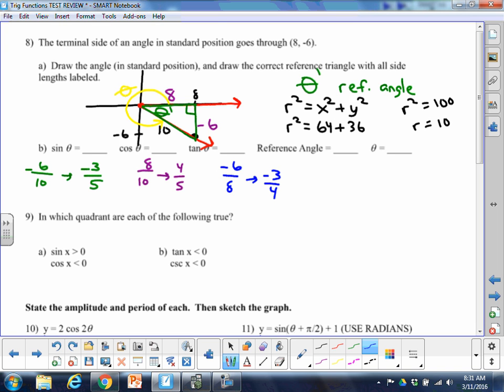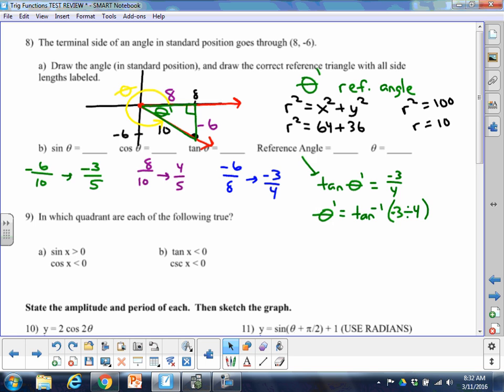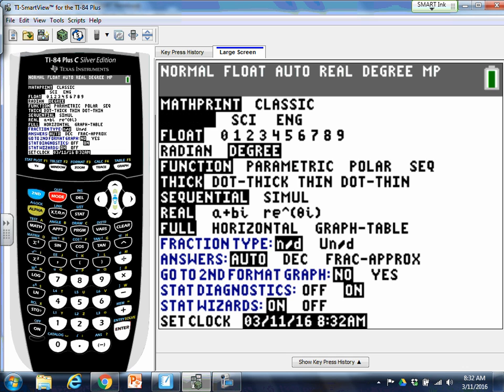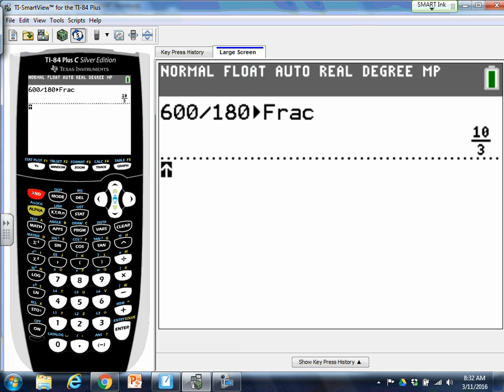Okay, now how do we find the actual angles? Think about the reference angle, the green one, in the triangle. We know that the tangent of that reference angle is negative 3/4. So to get theta prime, we're just going to do an inverse tangent on both sides. That'll get us the angle in the triangle, the reference angle. Make sure we're in degree mode. This is a calculator problem, so double check your mode. Yep, we're still good in degrees. So I'm going to go ahead and do the inverse tangent of negative 3/4.